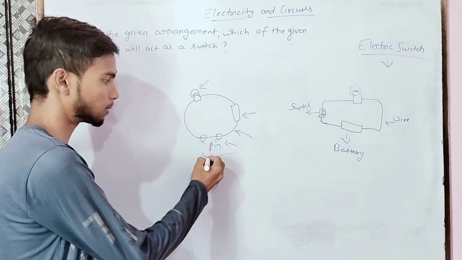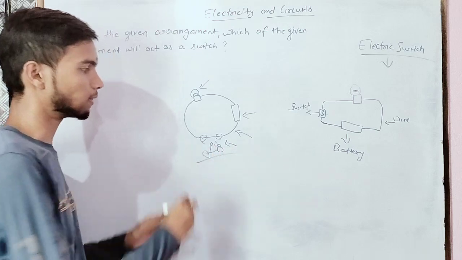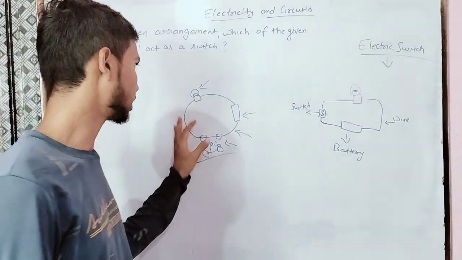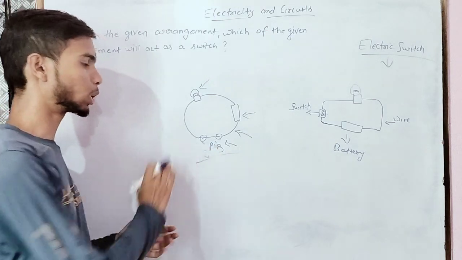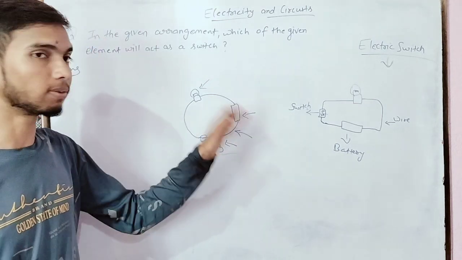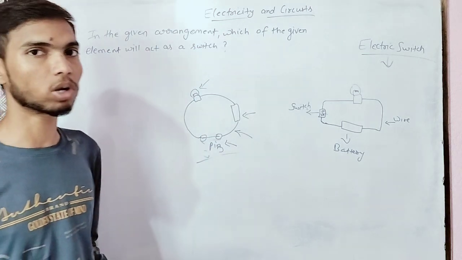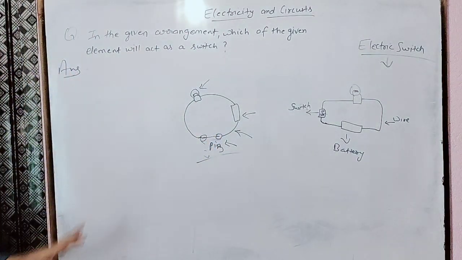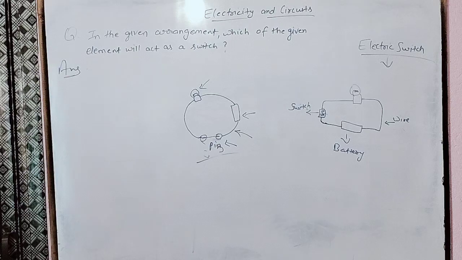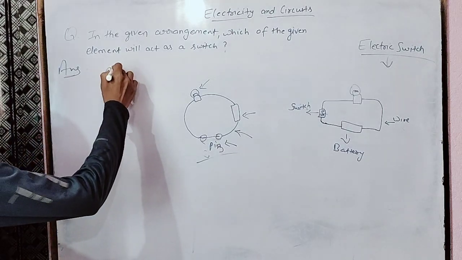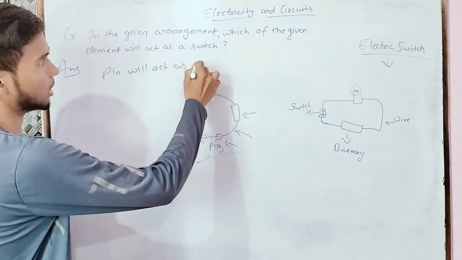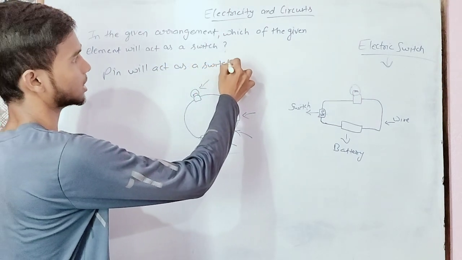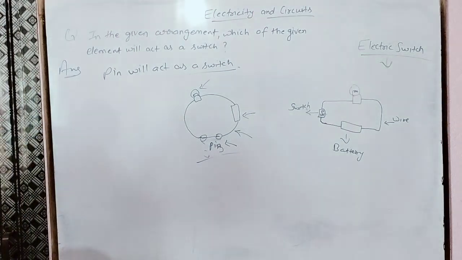We can remove this pin like that. Then the bulb will not glow. Now it is connected to another wire. Now this bulb will glow because we have a closed electric circuit. That's why you can say P will act as a switch. This was the answer of this question.